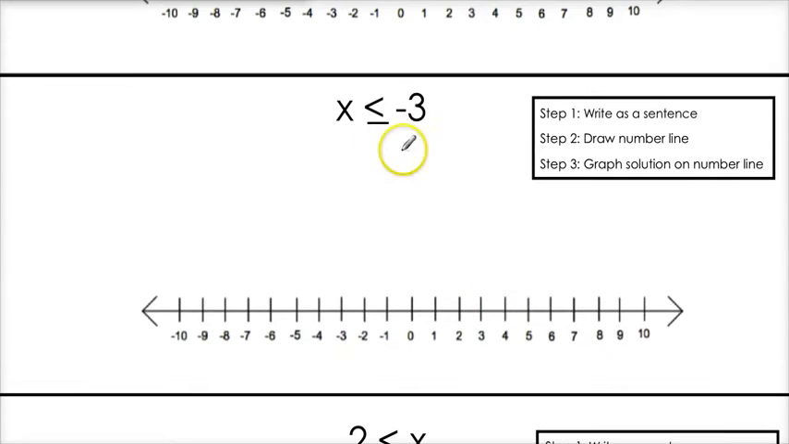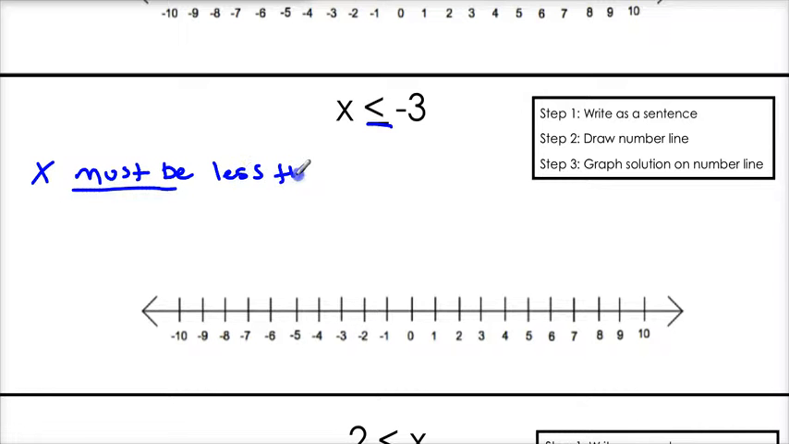For our second one, this is x is less than or equal to negative 3. How do I know it can be equal to? Well, it has this little line right here that tells me that it could also be equal to. And how do I know it's less than? Because the alligator mouth is pointing at the negative 3. So x must be less than negative 3. So let's write that as a sentence. X must be, I love that, just put the must be, less than or equal to. Alright, now we got our sentence.